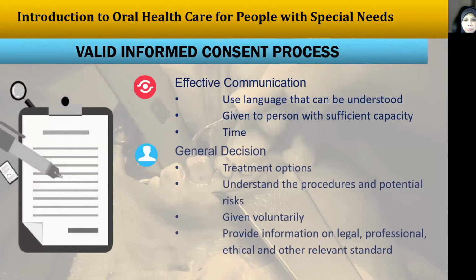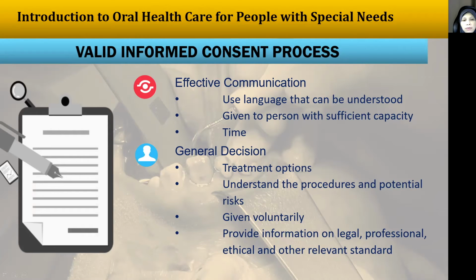Okay, valid informed consent process. While you're taking consent for people with special needs, the first thing that you must make sure of is effective communication. To do that, you must ensure that you use a proper language, or even if you use sign language, make sure that it can be understood by the patients or the carer. If the patient has a severe intellectual disability and is unable to understand the communication, then it is important for you to make sure that the carer can understand what you're talking about.